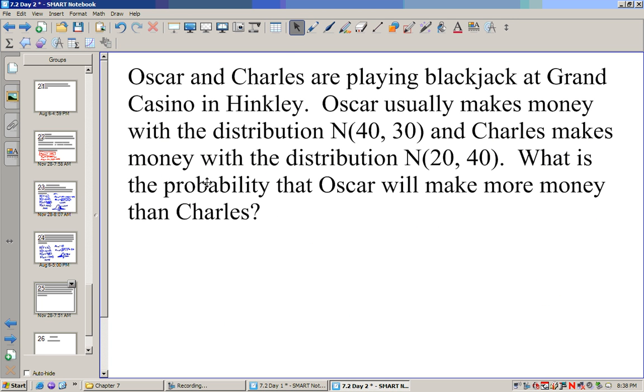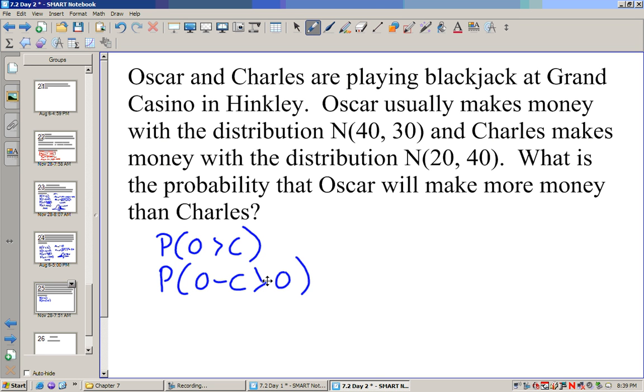Last problem. Oscar and Charles are playing blackjack at Grand Casino in Hinckley. Oscar usually makes money with a mean of 40 and a standard deviation of 30, and Charles makes money with a normal distribution with a mean of 20 and standard deviation of 40. What's the probability that Oscar will make more money than Charles? So we're looking at the probability that Oscar makes more money than Charles. That's the probability that Oscar minus Charles is greater than 0. I should have some distinction, maybe Oscar, just so that 0 and the O don't look similar.